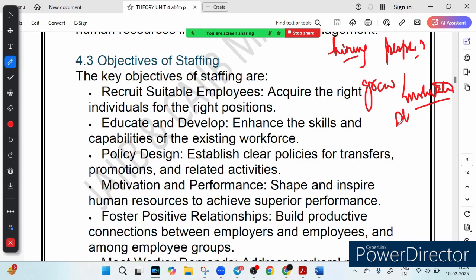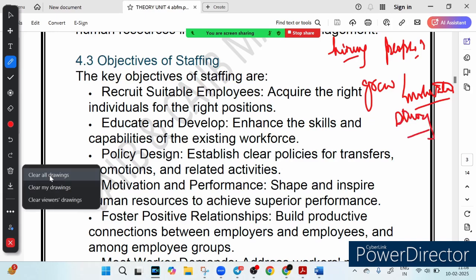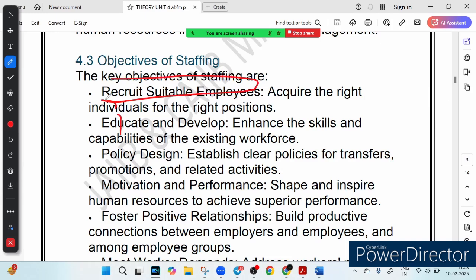So what are the key objectives? First objective is recruiting suitable employees. Here you can see, recruit the suitable employee. It is like casting for a movie. You need the right actor for every role. Similarly, a business needs the right people for a specific job position.